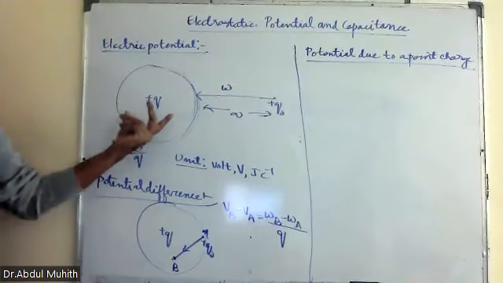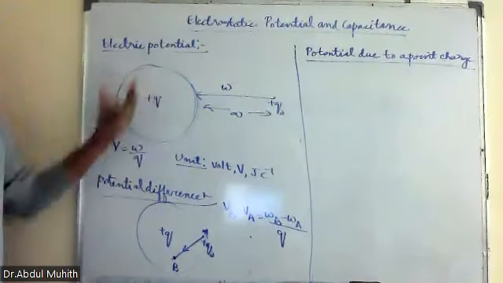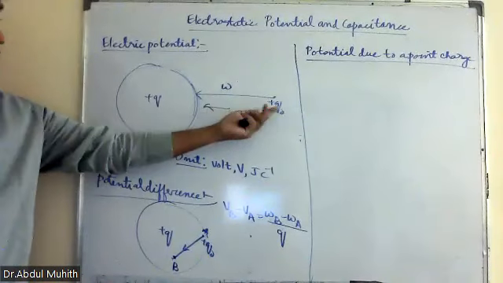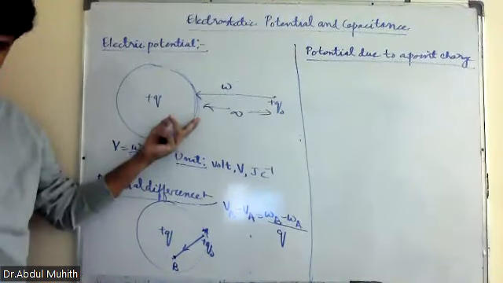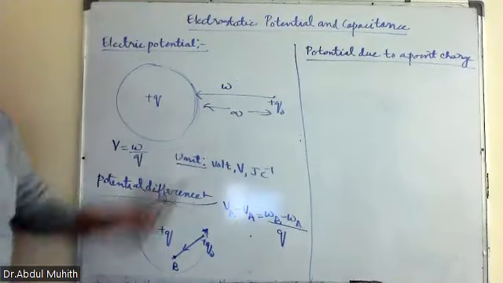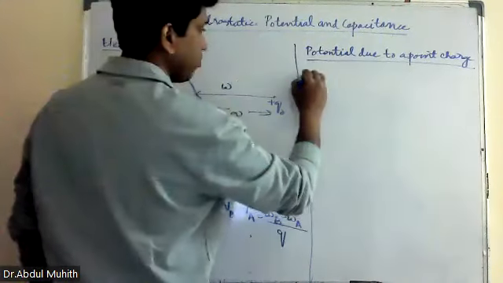Now there is the same situation. There is a charge q whose influence is up to a certain extent, and we are moving a unit positive charge from infinity to a point at a distance r. The same situation we are using. So we have work done by a variable force.